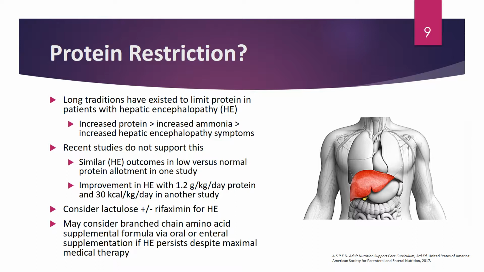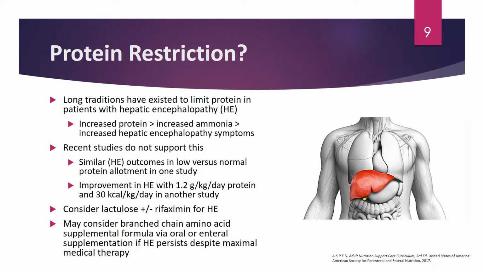Because you have that amino group on the end of each amino acid moiety, essentially that breaks down and can produce ammonia that can then travel up to the brain and cause increased hepatic encephalopathy symptoms. So basically altered mental status as a result of increased ammonia. Recent studies don't really support the notion of restricting protein in patients with hepatic encephalopathy.